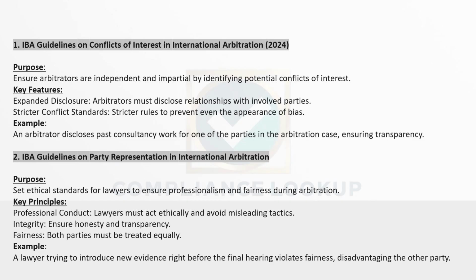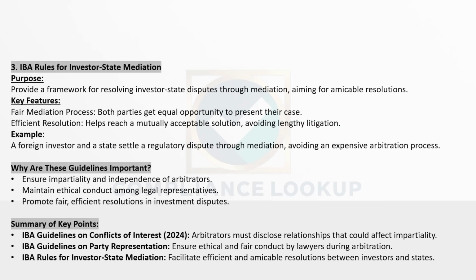3. IBA rules for investor state mediation. These rules are designed to provide a clear framework for mediation in disputes between investors and states. Mediation, unlike arbitration, is a non binding process where both parties try to reach a mutual agreement with the help of a neutral mediator. Its key points. First, efficient mediation process. The rules ensure that the mediation process is smooth and timely. The mediator helps both the investor and the state to negotiate and find a resolution that works for both parties.